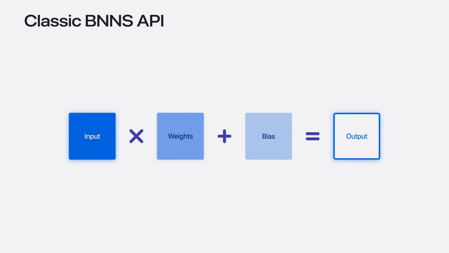To understand BNNS Graph, I'd like to first look at the classic BNNS API. Up until today, BNNS presented a set of layer-focused APIs and supplied the individual performance primitives, the building blocks that you would use for machine learning. For each single operation, such as a convolution, you would typically have to configure lots of details.